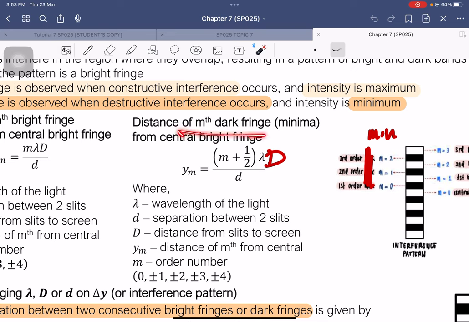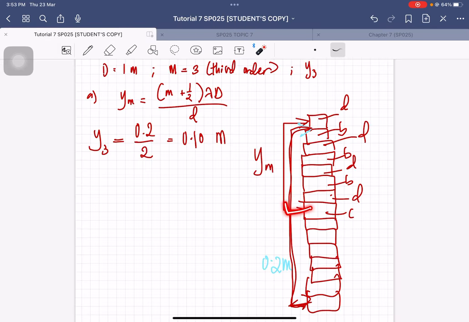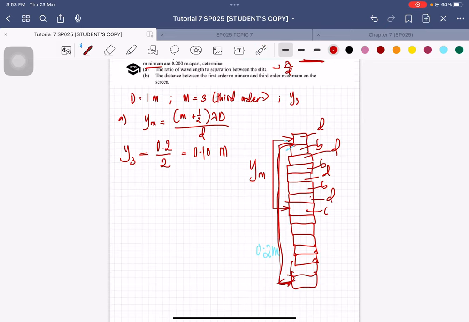It is the distance of M dark fringe from central bright fringe. So, from the central bright fringe only. So, from here to here, how much? So, we just need to divide by two, because the one here and the one here are equal. They are equal, just that one is negative and one is positive. That's why we divide by two. Then we can substitute.